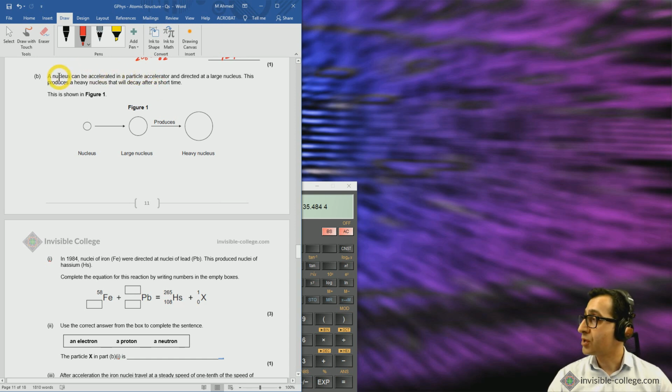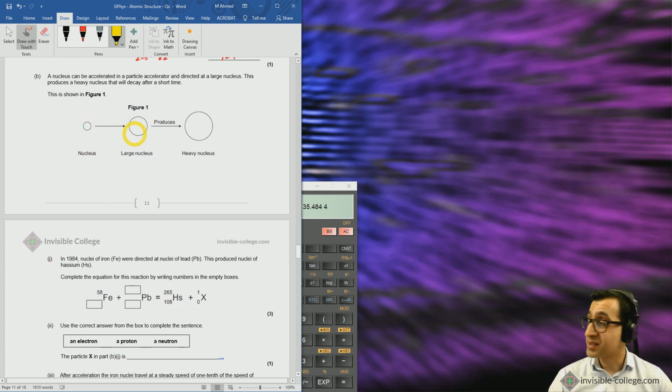answer the question. So, in 1984, nuclei of iron were directed at nuclei of lead. This produced nuclei of hassium. Complete the equation for this reaction by writing numbers in the empty boxes. So, as with any question, you need to first of all take a look at the stem of the question, which is presenting you with the context, and ideally underline or highlight the various parts of that stem which might be relevant. So, this is the general case.